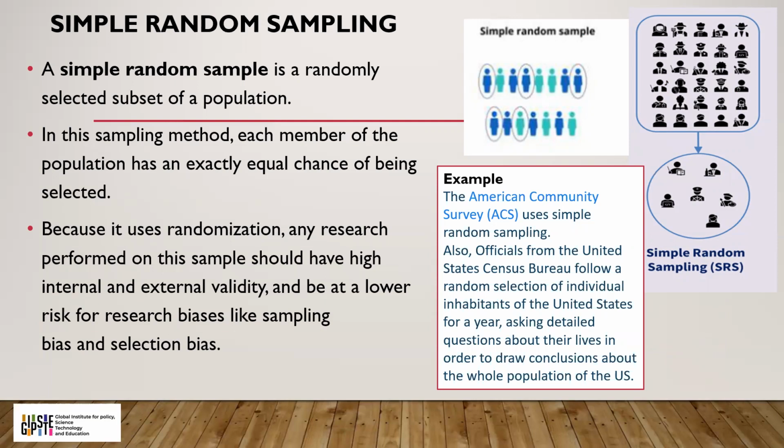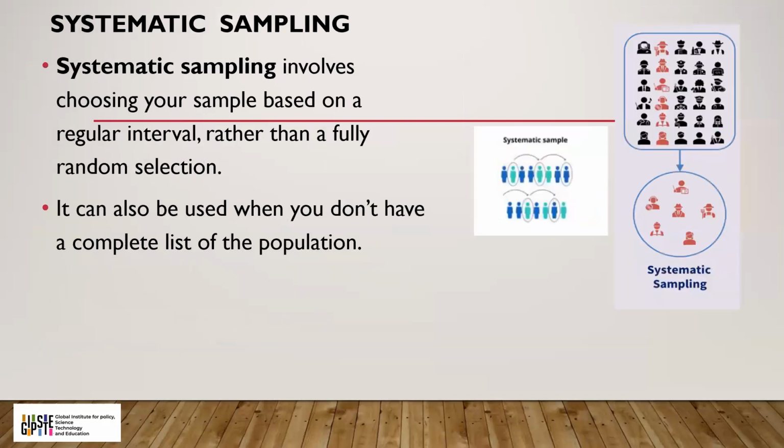Because of the validity and the reliability of these techniques, some agencies have been utilizing this type of technique to collect data. For example, the American Community Survey, ACS, uses simple random sample. Also, officials from the United States Census Bureau follow a random sampling method to select individual inhabitants of the United States for a year by asking detailed questions about their lives in order to draw conclusions about the whole population of the United States. That is how unique simple random is.